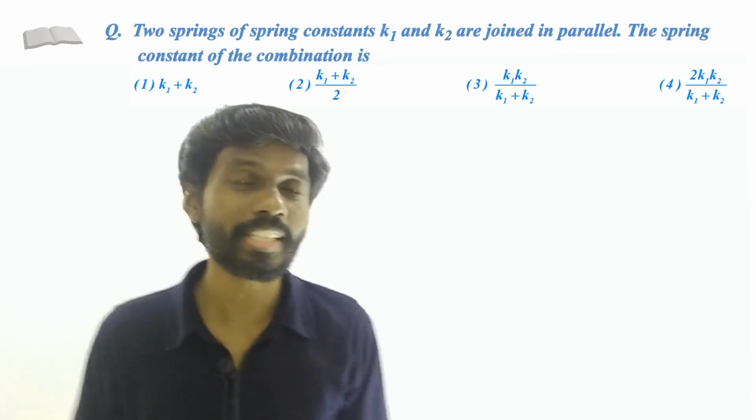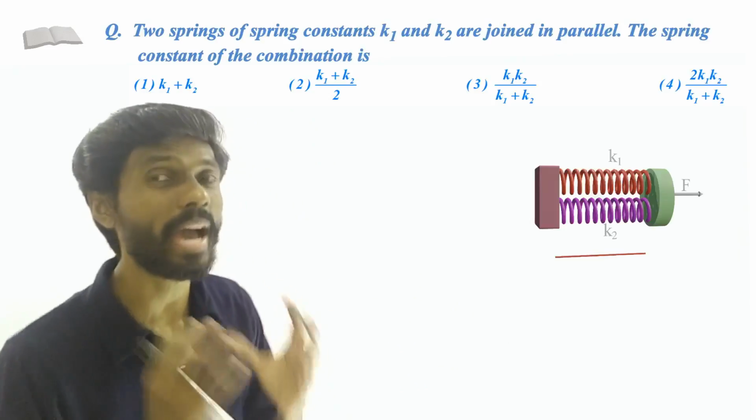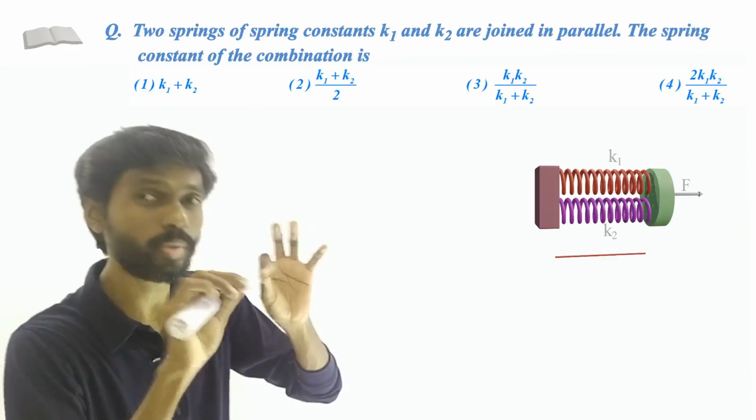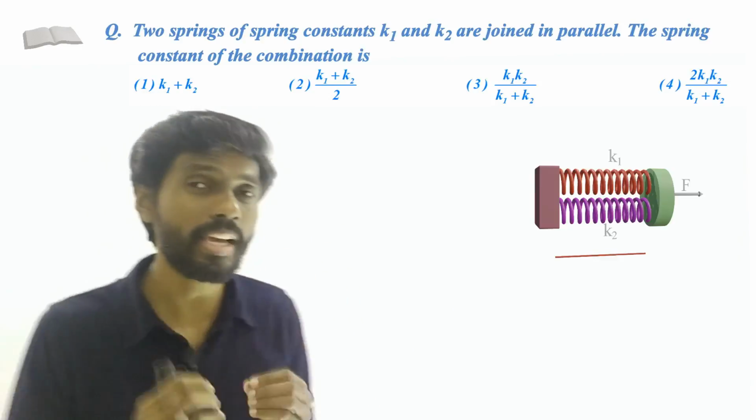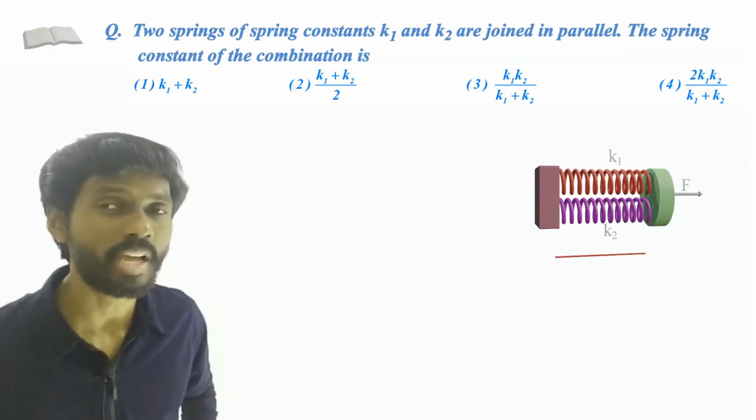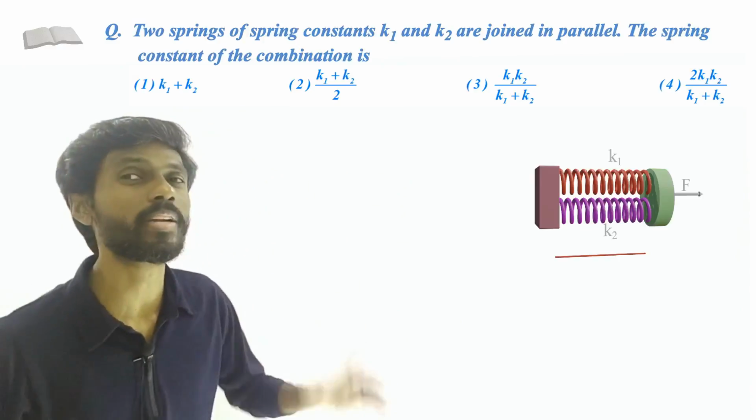Here we have two springs connected in parallel. This is a parallel combination of two springs, unlike the last question where the springs are connected end to end, that means a series combination. Here the springs are connected in parallel. We have to find the effective spring constant.